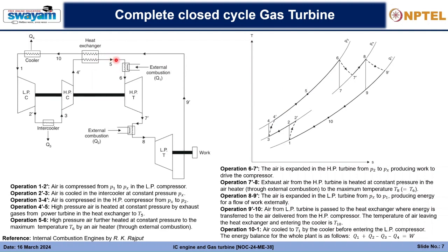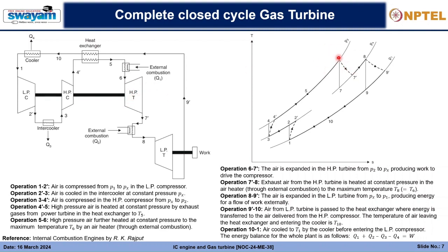And in 5 the air is now getting combusted externally. So the fuel is not injected inside the loop. The fuel is externally combusted, and the heat energy is indirectly transferred to this air, and the air will get heated up from the state 5 to 6 out here, and at point 6 it will enter into the high pressure turbine.